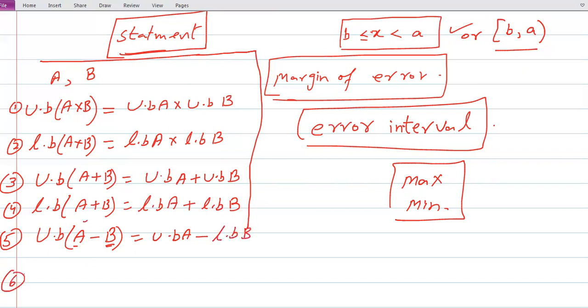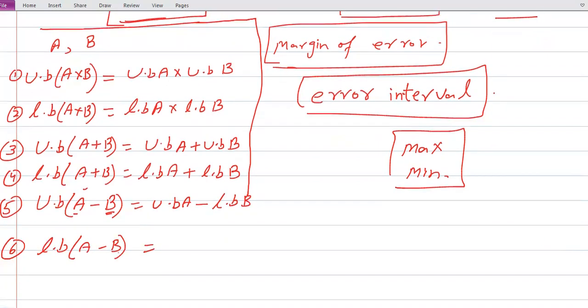Then rule number 6 is, if you need to find the lower bound of A minus B, then you will use the formula: the lower bound of A minus the upper bound of B. This will be rule number 6.